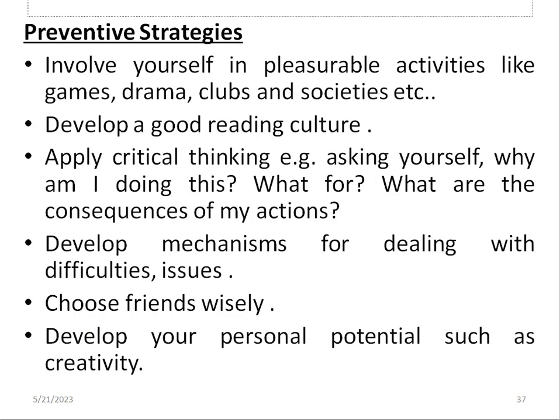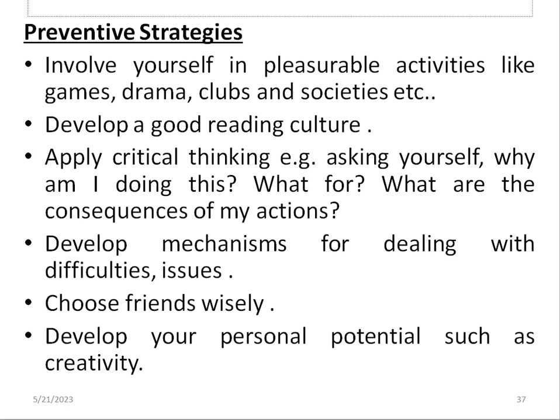Okay, so now let us look at preventive strategies to substance abuse. To prevent substance abuse, people need to have hobbies that will take their mind away from engaging in drug abuse. An idle mind is the devil's workshop. One needs to develop a good reading culture as a hobby so that it takes their mind away from abusing these drugs.